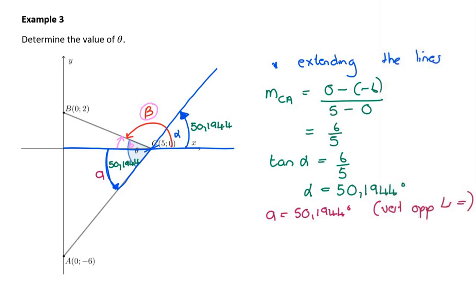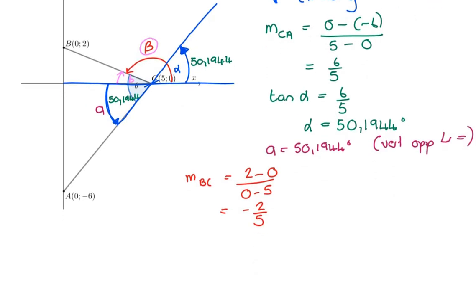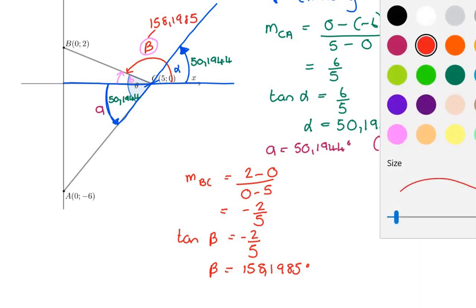Okay, next one is, can I find beta? So let me use this color. Can I find the gradient of BC, which is 2 take away 0 over 0 take away 5, which is negative 2 over 5. So therefore tan of beta is equal to negative 2 over 5, and this is the negative one. So shift tan of negative 2 over 5 is negative 21.80, but I must add 180. Something we should be getting used to. So beta is 158.1985. So that's this 158.1985.